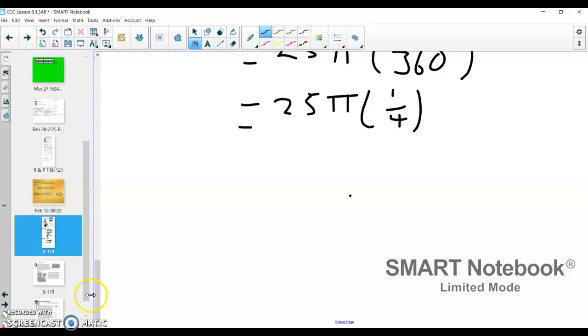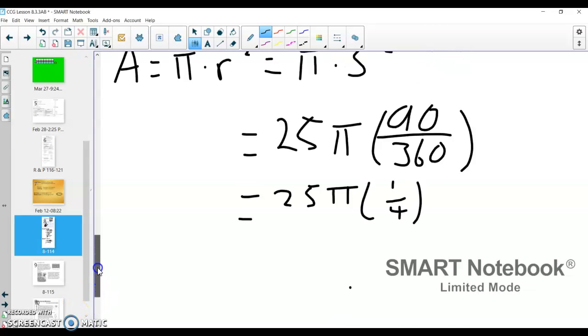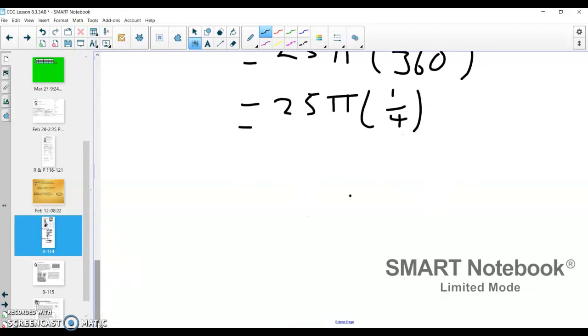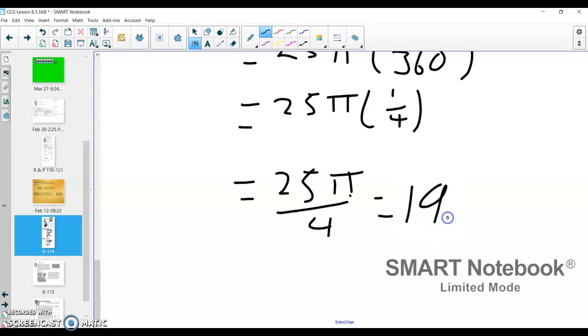And you can kind of see here that that 1/4 and the 3/4 make the whole thing there. But anyway, this turns into 25 pi over 4, which if we calculate that out, becomes 19.63.